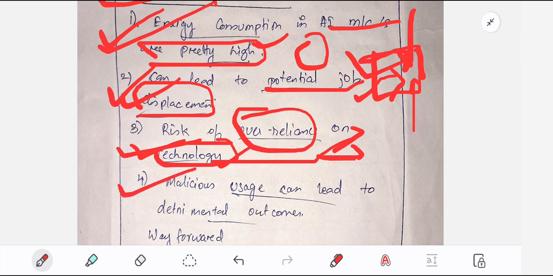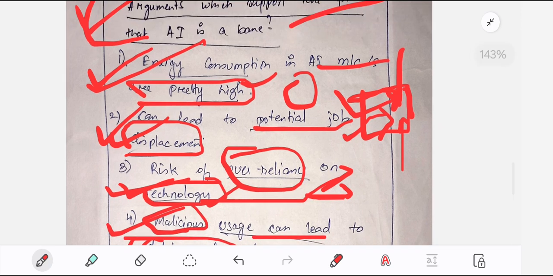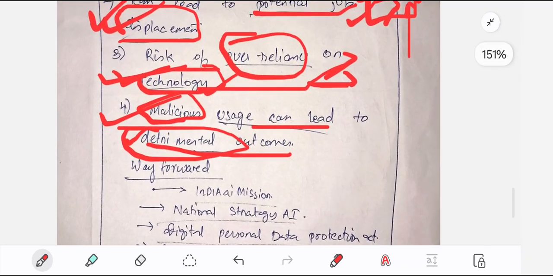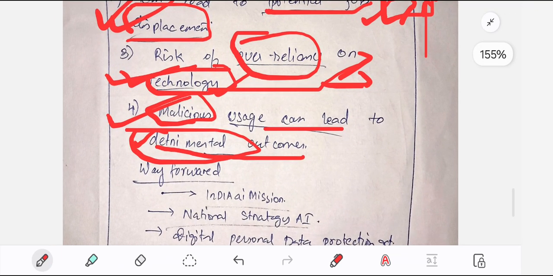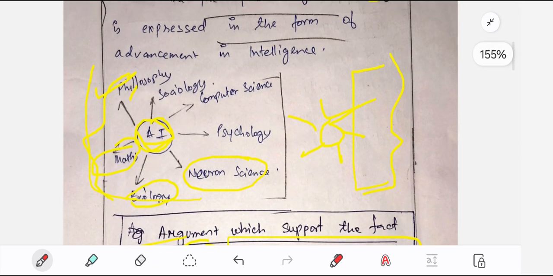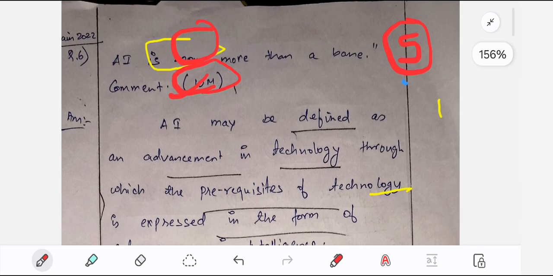Then malicious usage. The world is filled with good people as well as bad people. The bad people will use AI to detrimental outcomes. Detrimental means negative outcomes. So energy consumption, potential job losses, risk of over reliance on technology, and malicious usage can lead to detrimental outcomes. Now you have met the demand of the question. Now what is your suggestion?